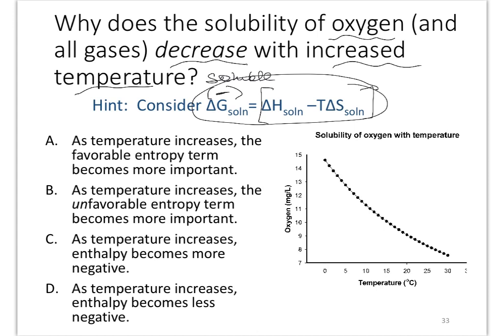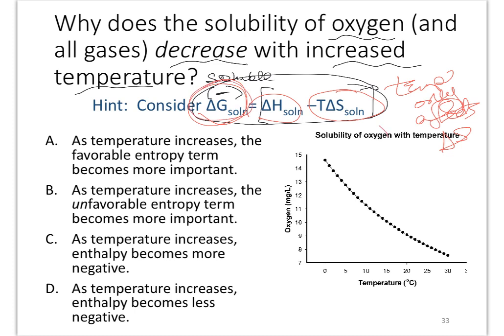The most basic thing I want you to understand with this question and related questions is that you can see by the equation that temperature only affects entropy. Okay? There's no temperature with the enthalpy term. So if a question asks you what the effect is on spontaneity or delta G with temperature, you need to focus in on the entropy term.